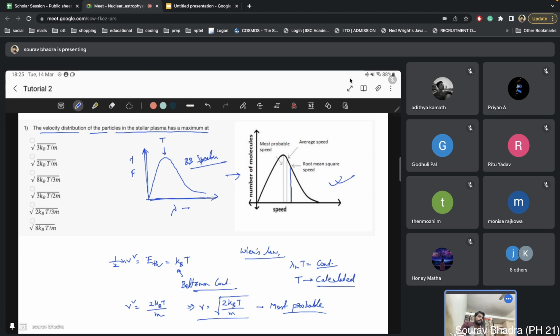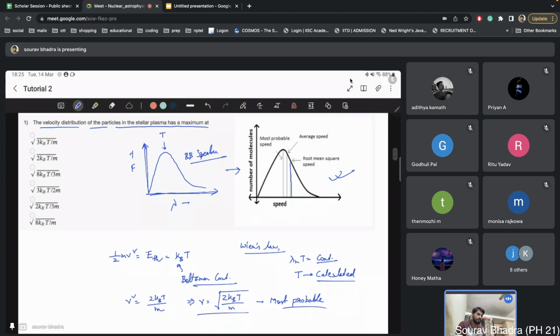So that T we calculate from the peak lambda max, and then we equate that thermal energy with the kinetic energy of the particle, which will give you the most probable velocity. So this will be the answer, root over 2 kBT by m.